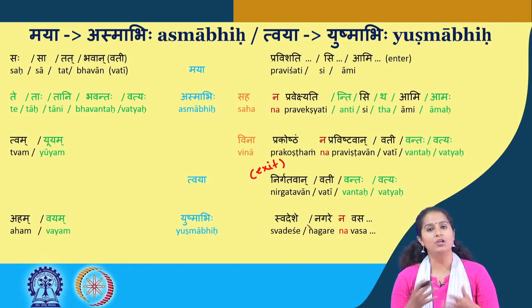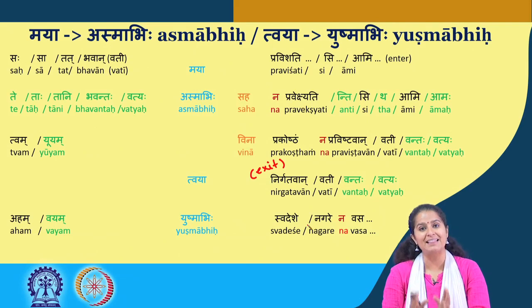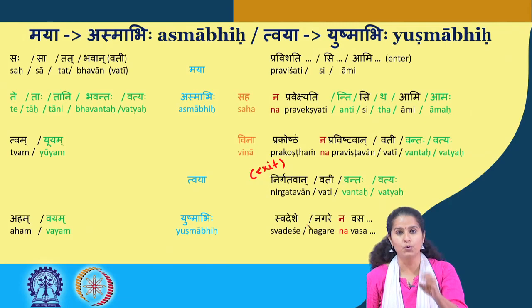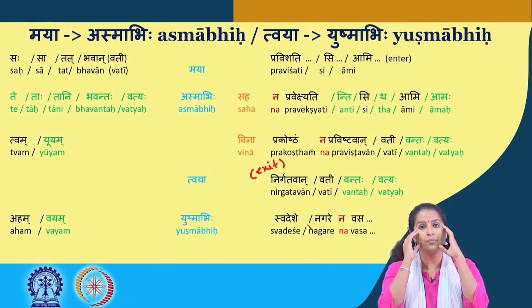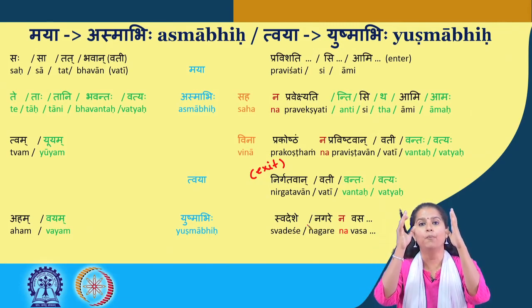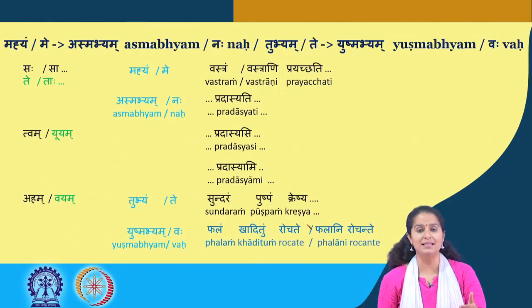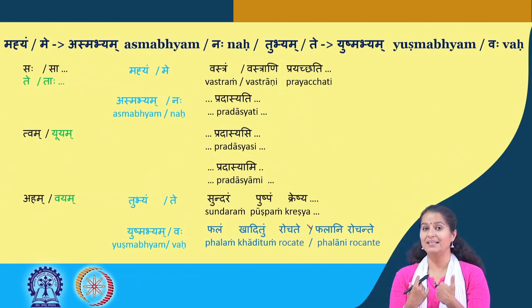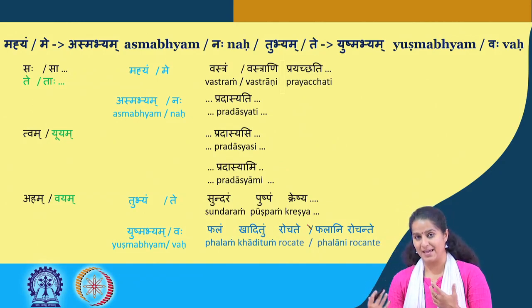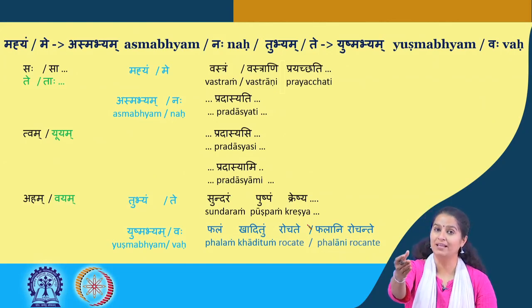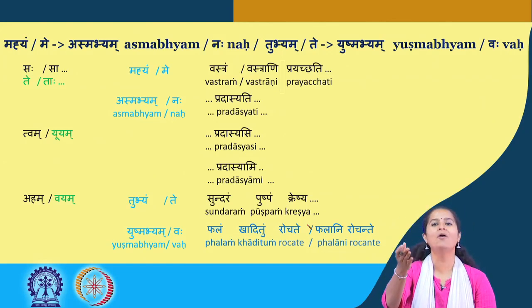All right. So you can use the with here for the first person and the second person in the instrumental case, or the third case, in the singular and the plural. I've given you both of these so that in your brains you have both kinds of words registered simultaneously. Let's move on to the next one, and here we see that we have mahyam. We'd already seen that. So mahyam or me becomes asmabhyam or naha. And now you can guess, tubhyam or te becomes yushmabhyam or vaha.